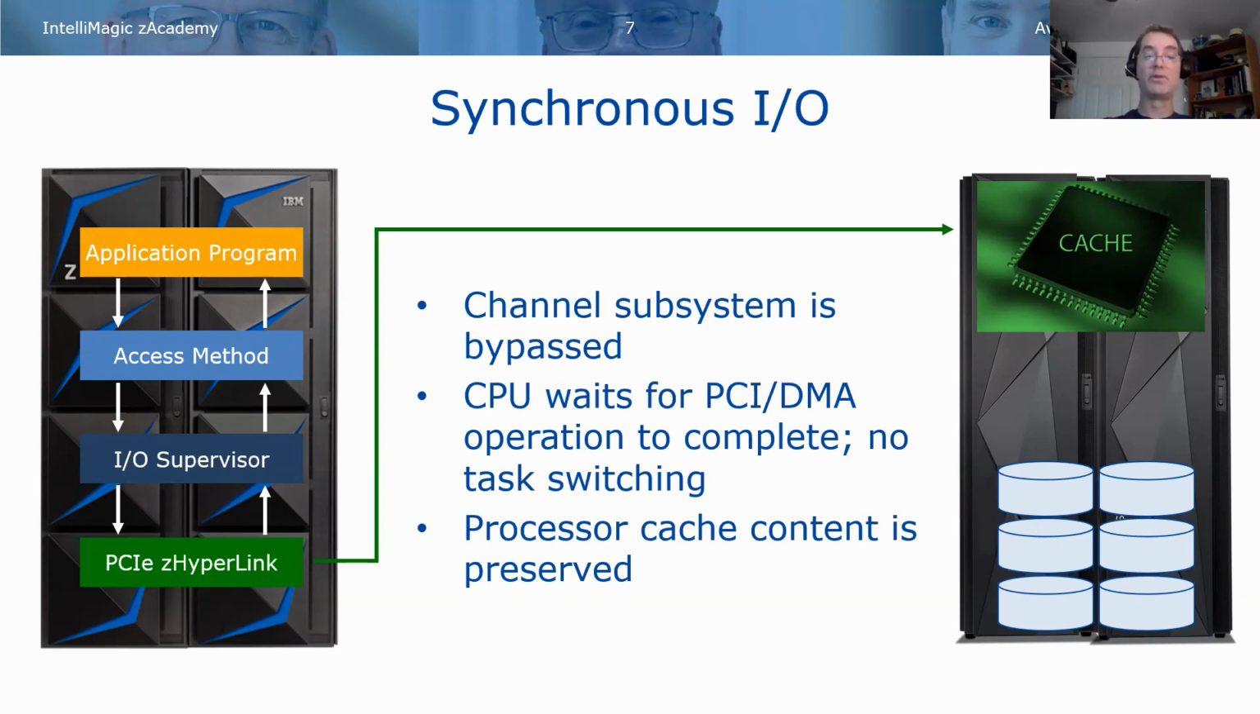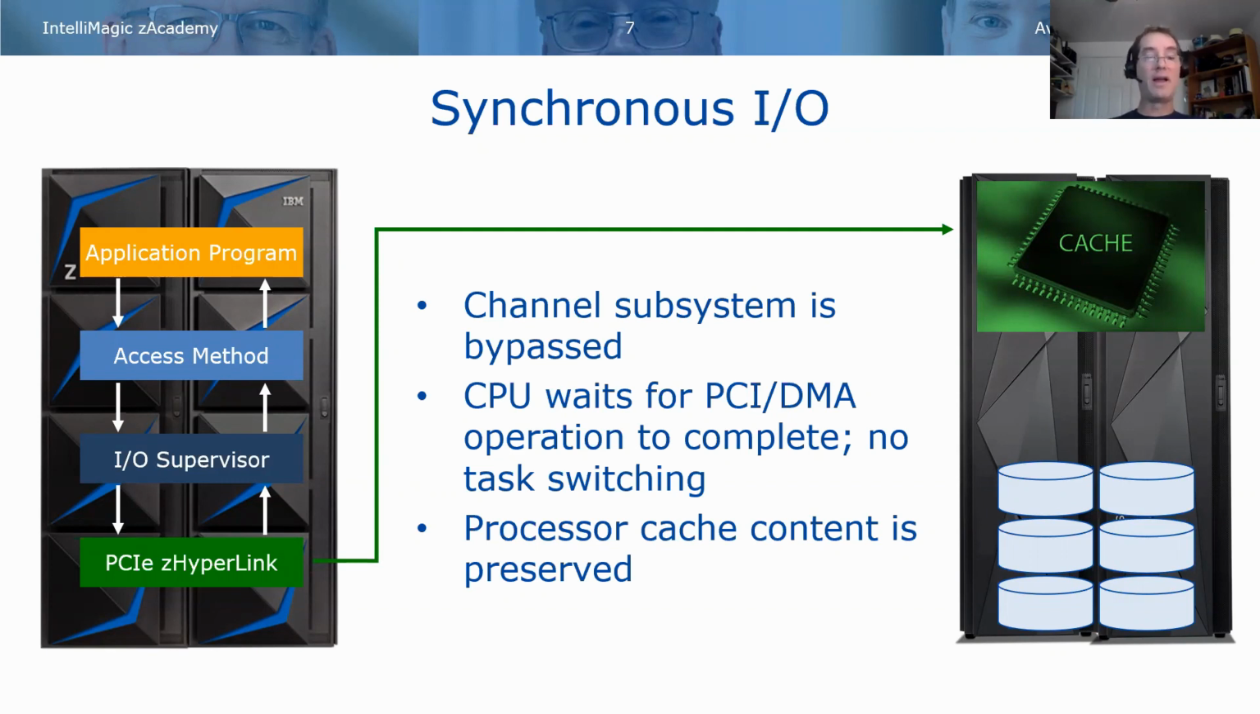It's not going through the channel subsystem. Those are still there. I mean, this FICON doesn't go away or anything, but if you use this link, it's just going to do the direct IO. Now, another really important aspect of zHyperlink is that your application does not undispatch.